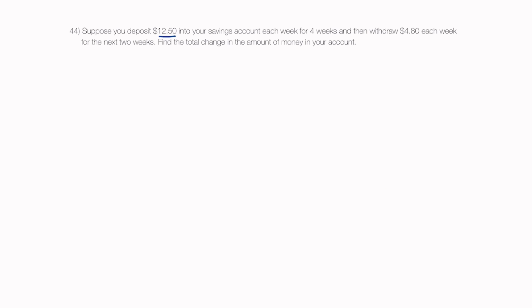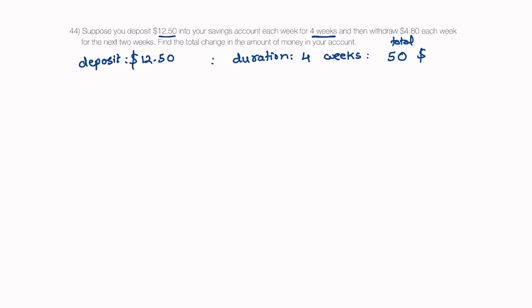Suppose you deposit $12.50 in your savings account each week for 4 weeks. Let's write it also. What are we doing? First, deposit. And the amount is $12.50. And that duration, for how long are we doing it? It's for 4 weeks. So what's the total? 12.5 times 4 is $50. That's the total deposit. And then withdraw 4.80.